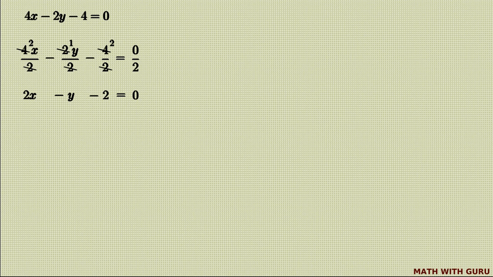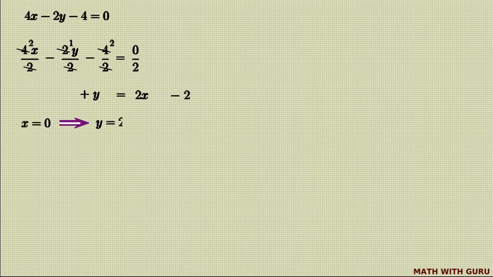Now, y has a negative sign here. Therefore, let me bring minus y to the right hand side. It changes its sign. It becomes plus y. Leave out 0. Now, we need y on the left hand side. Just change their sides. Swap the sides. y equals 2x minus 2.